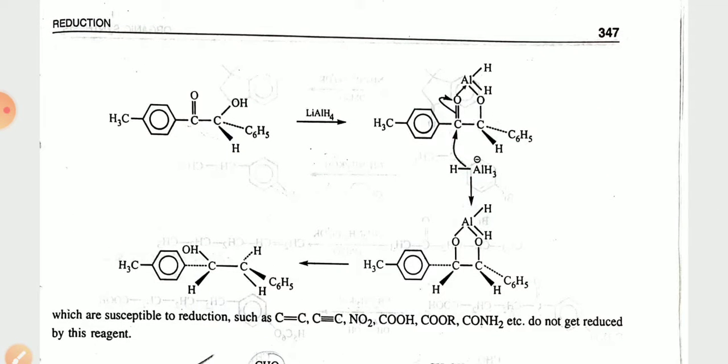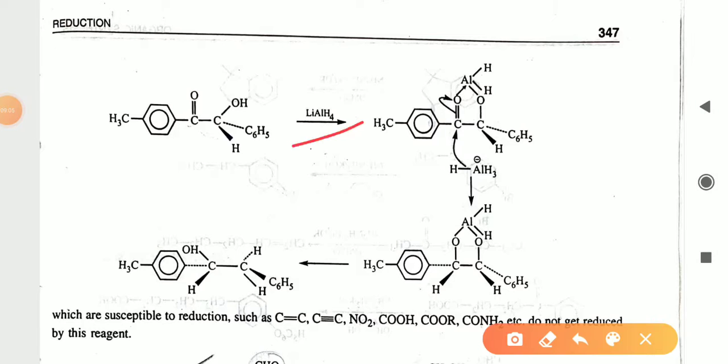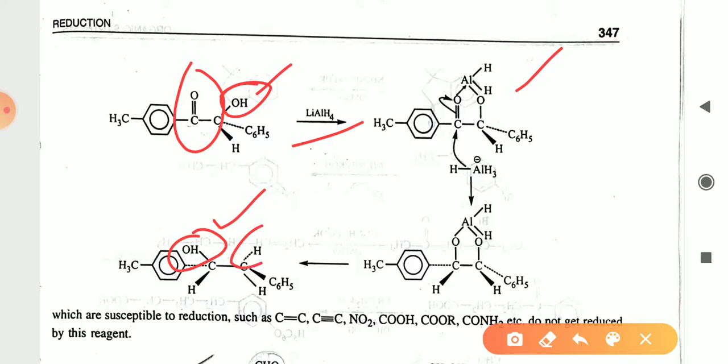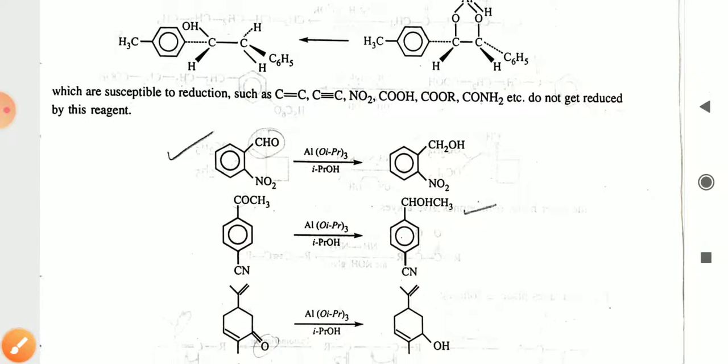In this example, you can see in the presence of lithium aluminum hydride, this side C double bond O will be reduced and the OH group will also take up hydrogen over here, and finally you will get the product. The OH is here in place of the C double bond O, and the OH present on this side will convert into hydrogen. So the reactants are reduced.